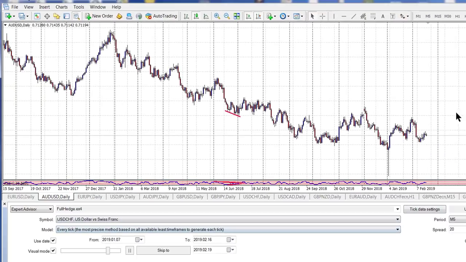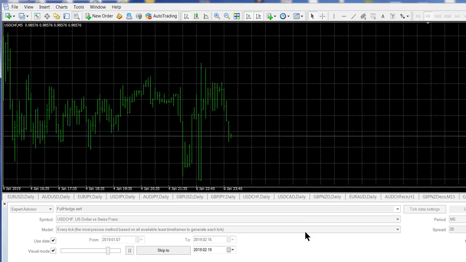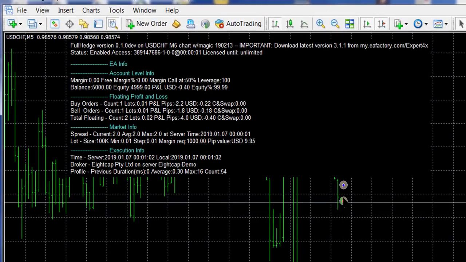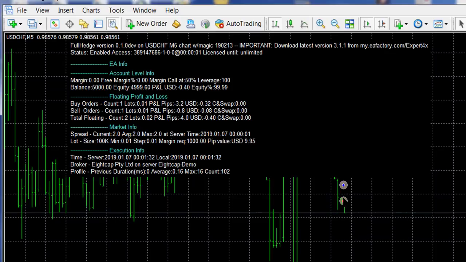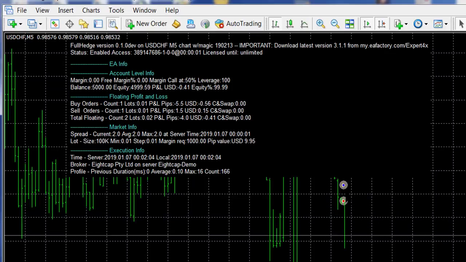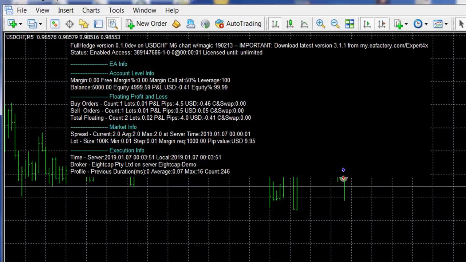So we say okay, and then we start running it in visual mode. Now, visual mode will allow us to actually see the trading as it happens. So away I go, and it is just going to update the history for this particular currency and then start trading. And there we are. So you can see it's opened a buy and a sell. They're not at the same place because obviously the buy has the spread in it, the sell doesn't have the spread in it, but they are theoretically at the same place in terms of the sell levels.